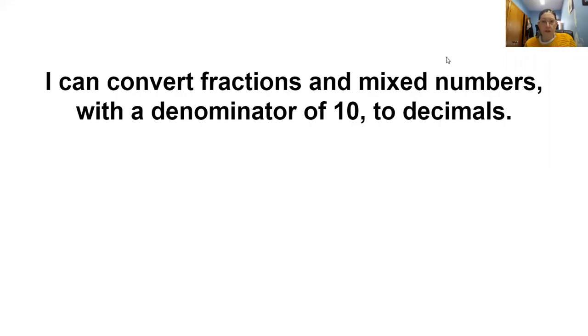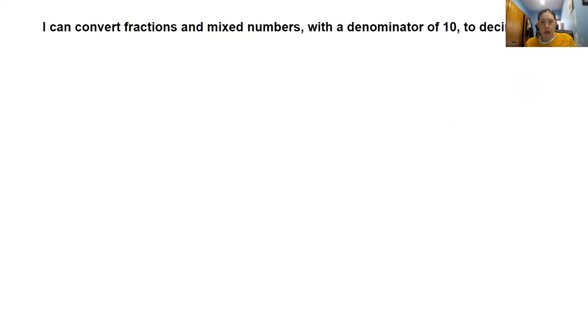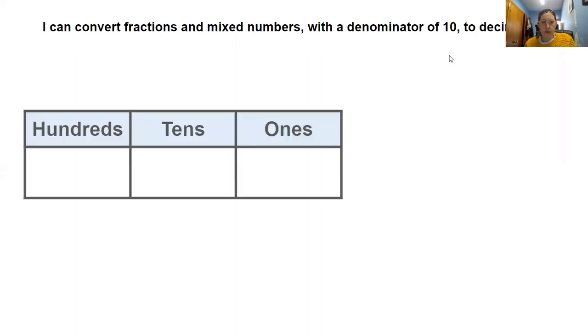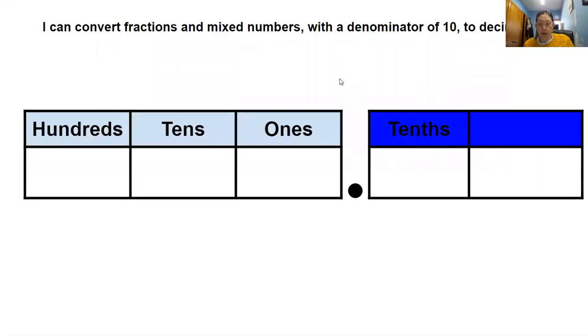Hello, boys and girls. Today we're going to be learning about converting fractions and mixed numbers with a denominator of 10 to decimals. And we spoke a little bit about this just yesterday. We spoke about the whole number place value, ones being the smallest, and then tens, and then hundreds. But once we go less than ones, and we have less than a whole, we're going to use the decimal point. The decimal point is our way to see that we're no longer talking about whole numbers. The first place value after the decimal point is called the tenths place.